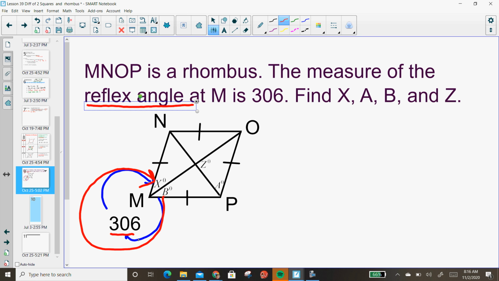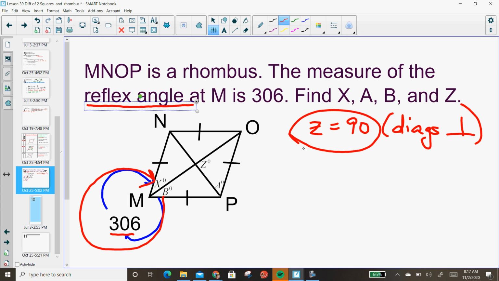It is a rhombus. So right off the bat, how big is Z? Z is 90 right off the bat because it is a rhombus. And the reason for that is diagonals of a rhombus are perpendicular. And that upside down T, I'm drawing those so they look like they make a right angle. That's the symbol for perpendicular. So I went ahead and got Z.